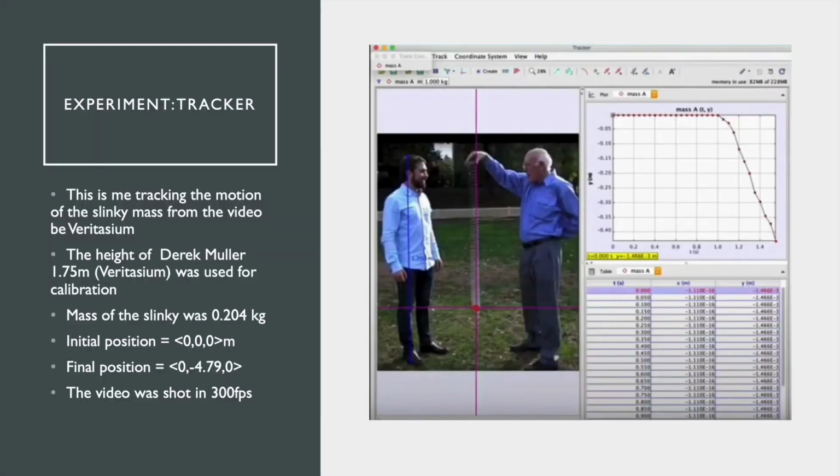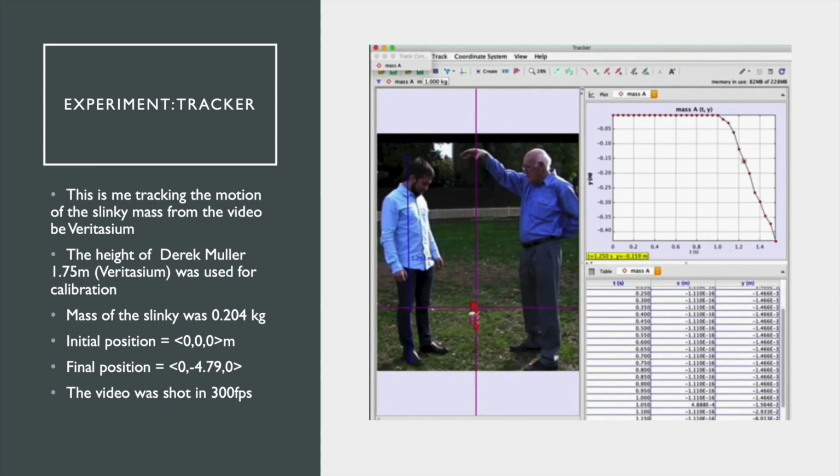So this is me tracking the motion of the slinky. The height of Derek Muller of Veritasium, which was used for calibration, was 1.75 meters. The mass of the slinky was 0.204 kg. The initial position was 0 meters and the final position was (0, -4.79, 0) meters. The video was shot at 300 frames per second.